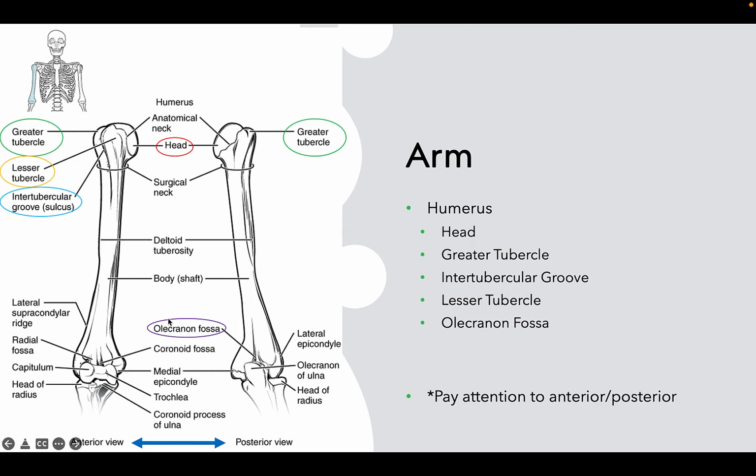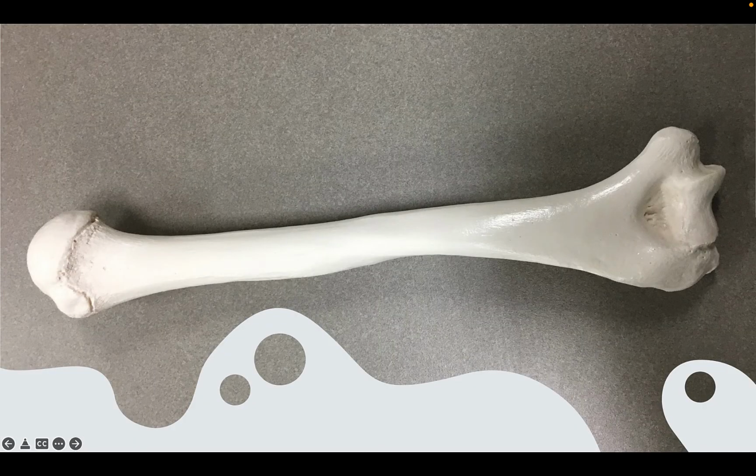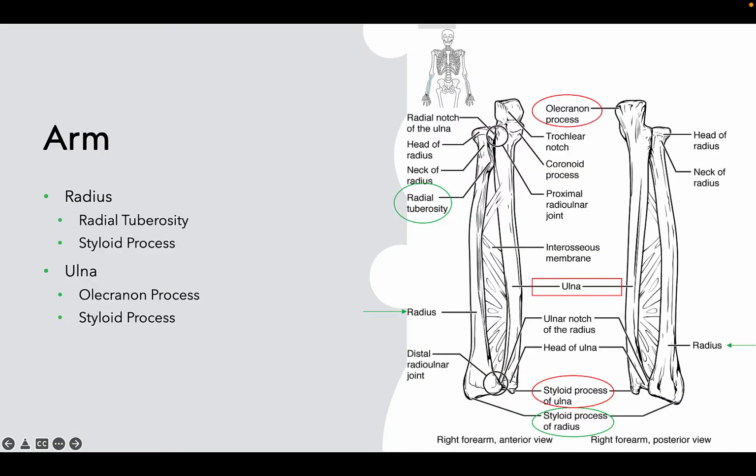Then we have an olecranon fossa down here. It's going to interact with the olecranon process of the ulna. All right. So make sure you're paying attention to posterior and anterior view, and looking at one that we could use from lab if we were in person. We could see here, this is that same view. This would be a posterior view of the humerus with the greater tubercle, lesser tubercle, and so on and so forth.